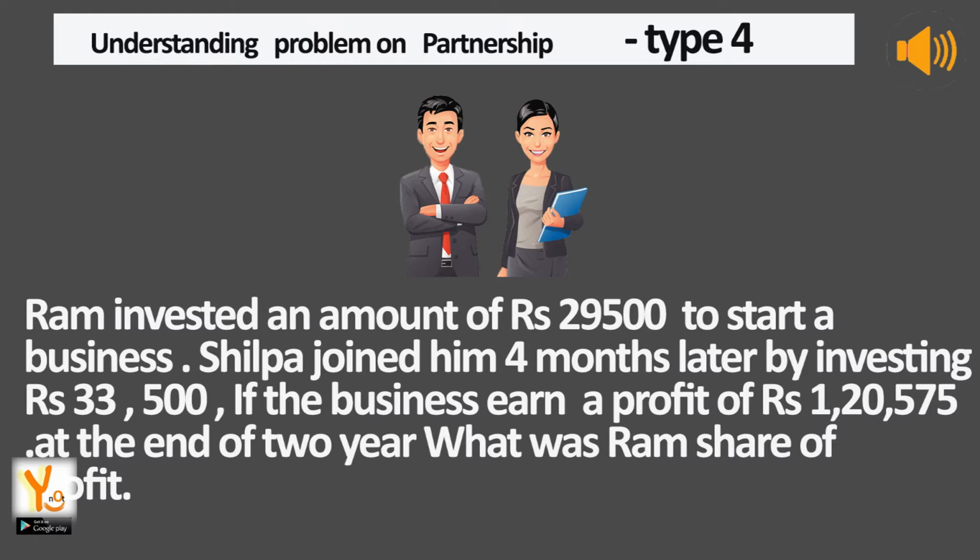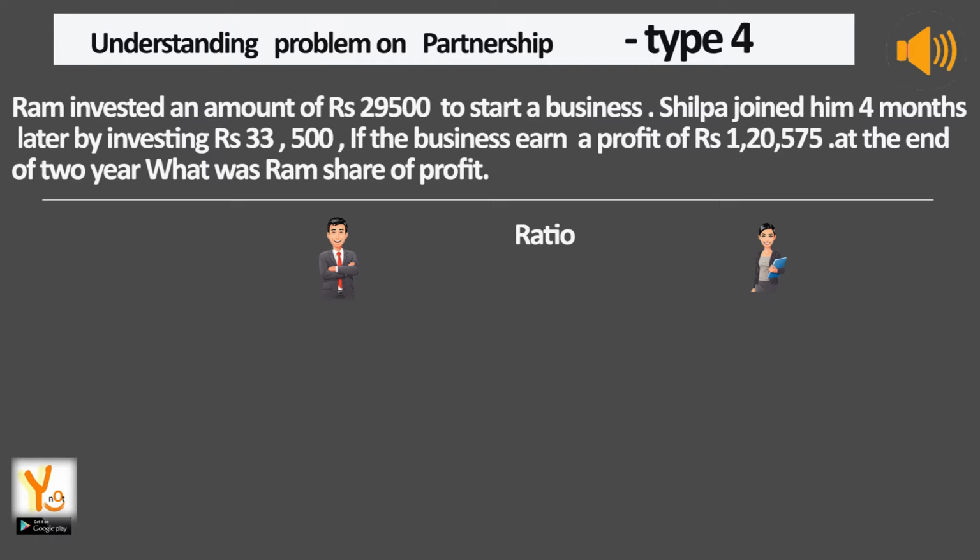Type 4. Ram invested an amount of rupees 29,500 to start a business. Shilpa joined him 4 months later, by investing rupees 33,500. If the business earns a profit of rupees 120,575 at the end of 2 years, what was Ram's share of profit? In this problem, there are 2 partners, Ram and Shilpa. As given, Ram invested rupees 29,500, while Shilpa invested rupees 33,500, so the ratio of investment is 29,500 : 33,500.